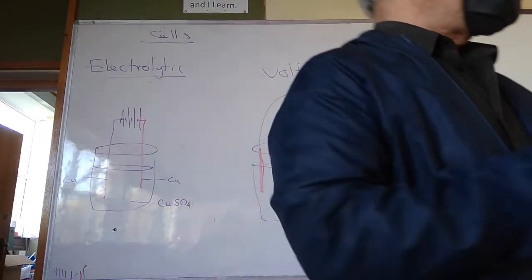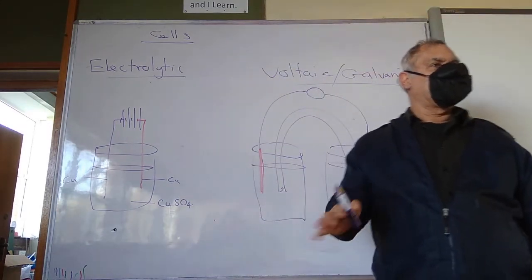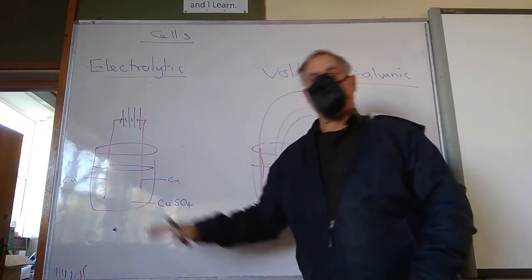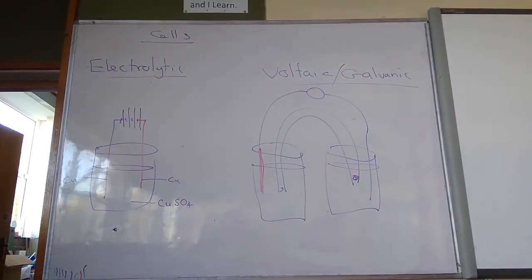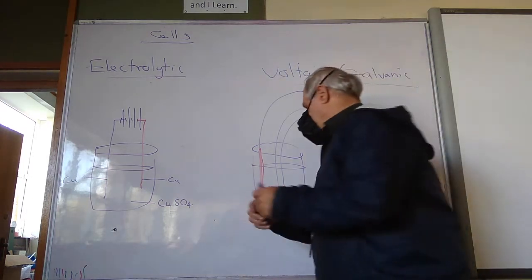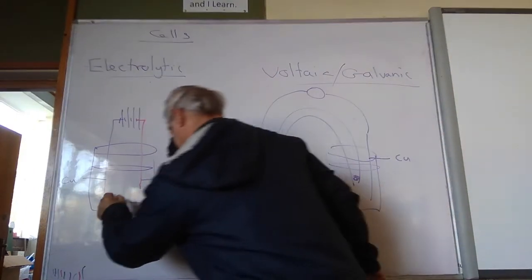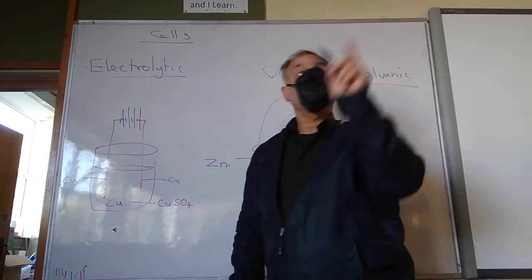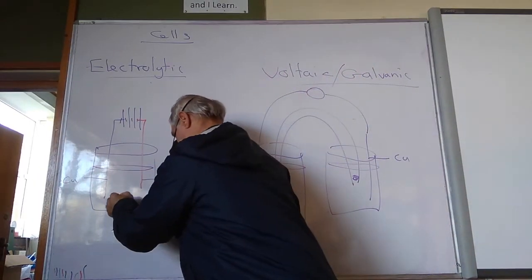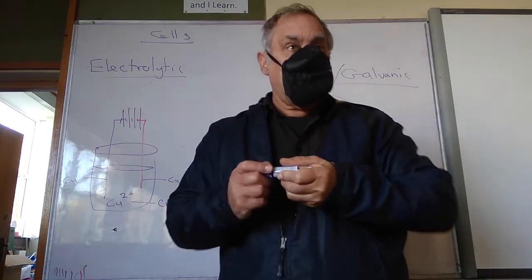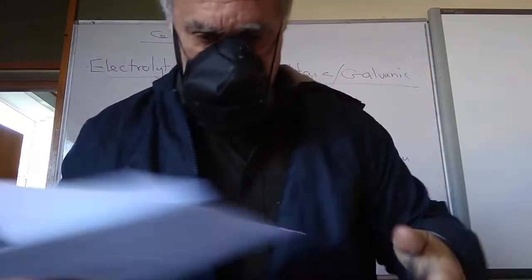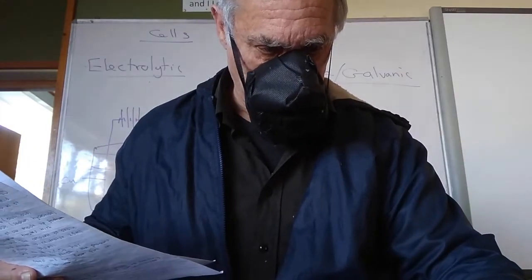Okay, now inside here are copper sulfate ions. Who can tell me what type of ions copper sulfate dissolves into? What type of ions are in that solution? Copper. Lovely, but don't say copper. Copper 2 plus. Super. Thank you.